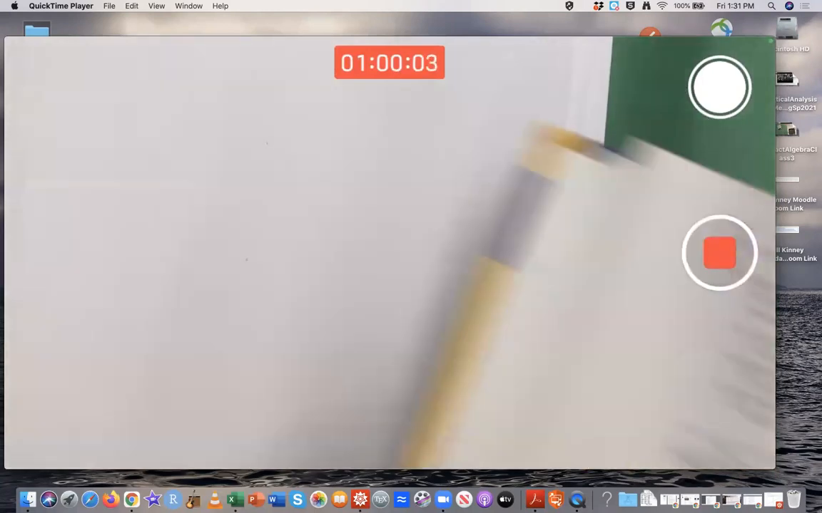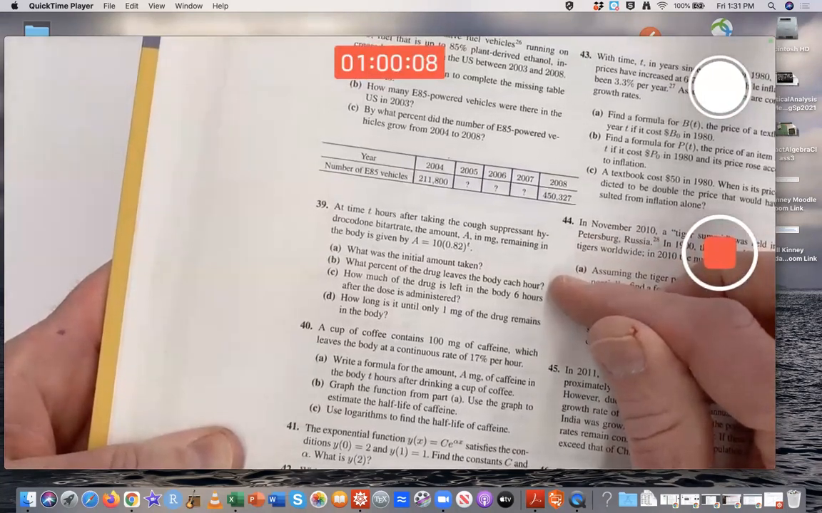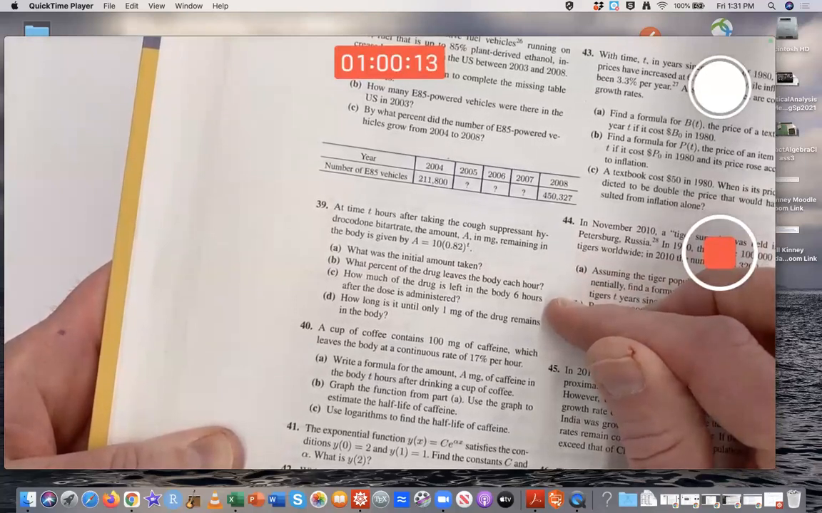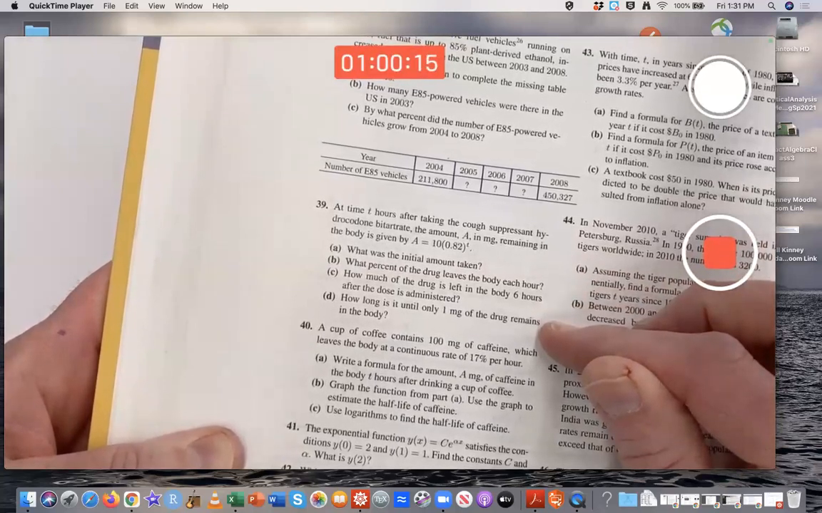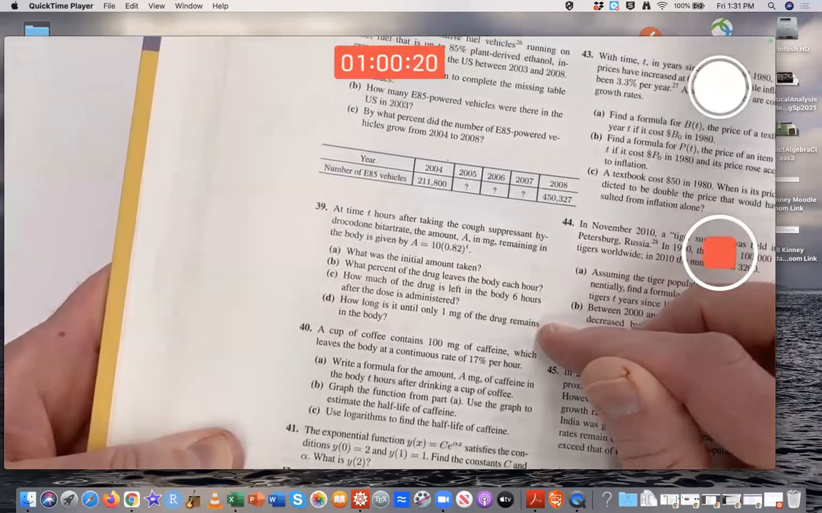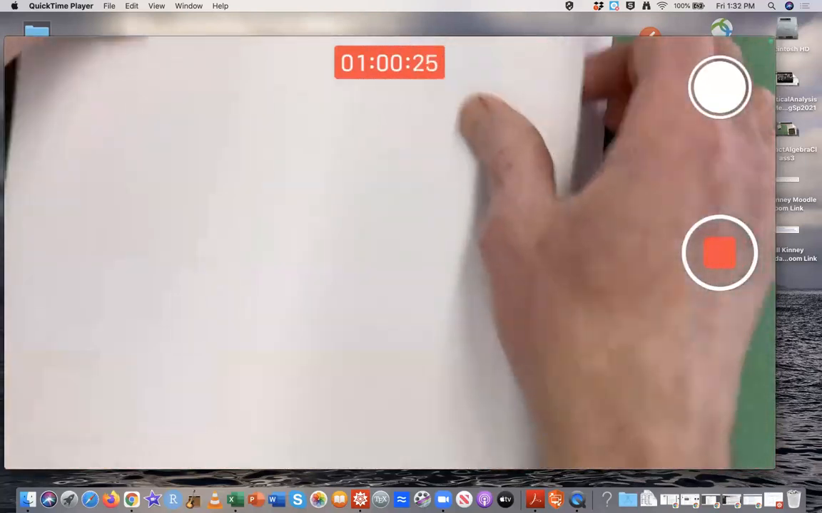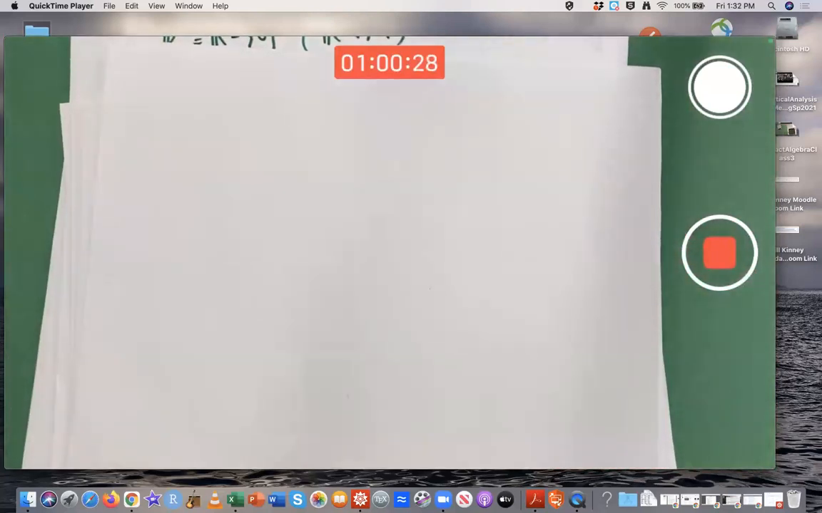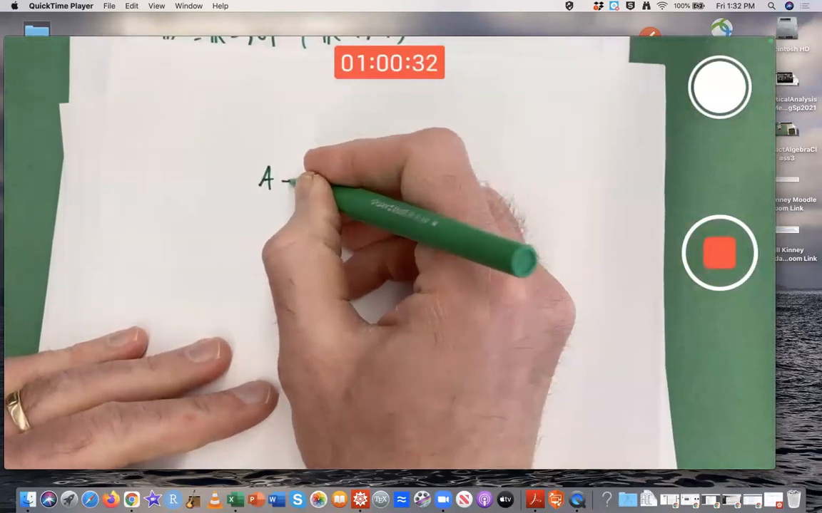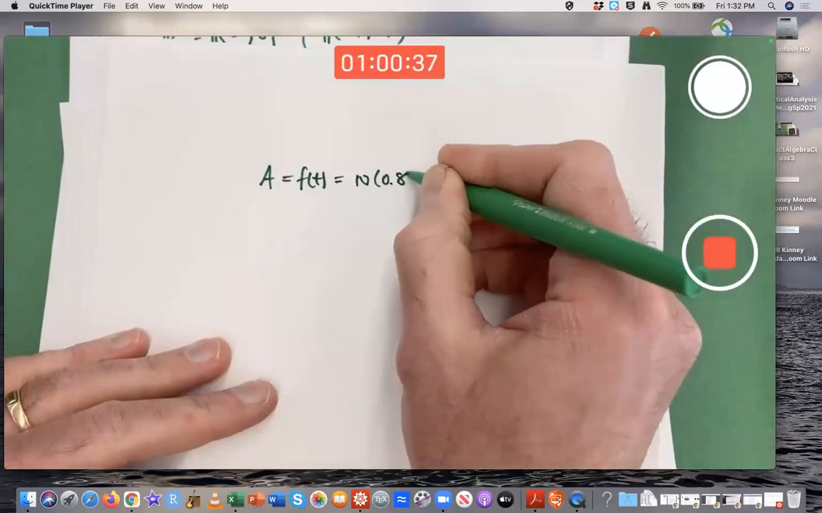We want to answer: what's the initial amount taken? What percent of the drug leaves the body each hour? How much of the drug is left after 6 hours? And how long until only 1 milligram is left? And maybe that's when it's safe to take another dose or something. That could be the ultimate application. So we're given this function. The amount in milligrams as a function of time in hours is 10 times 0.82 to the t.